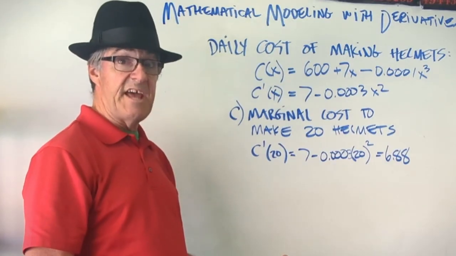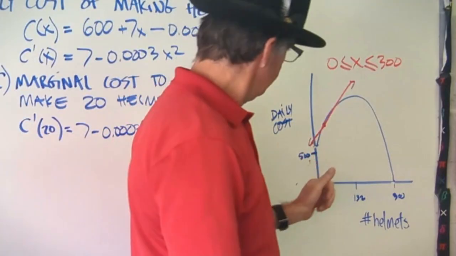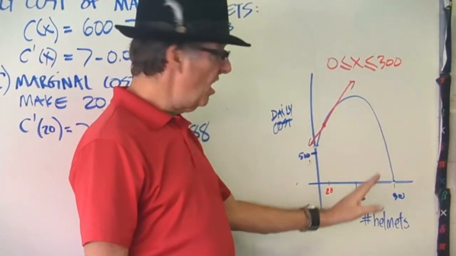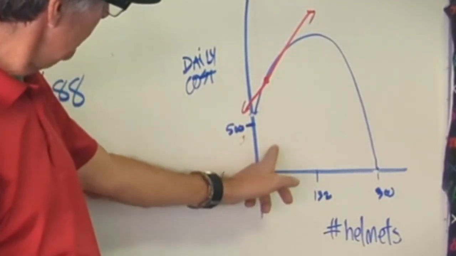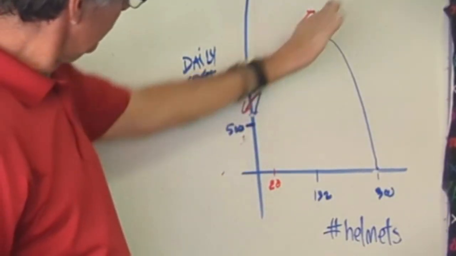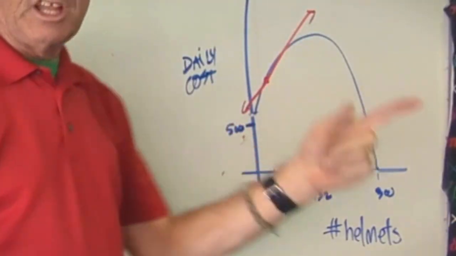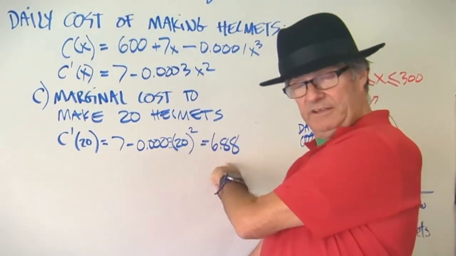Okay, let's take a look at that graphically right over here. Okay, so I drew a new line on our daily cost function at 20 helmets. The tangent line is right there. So the slope of that tangent line is 6.88.